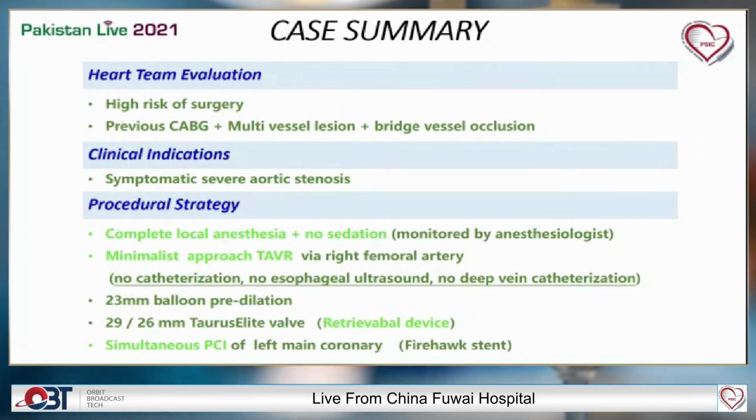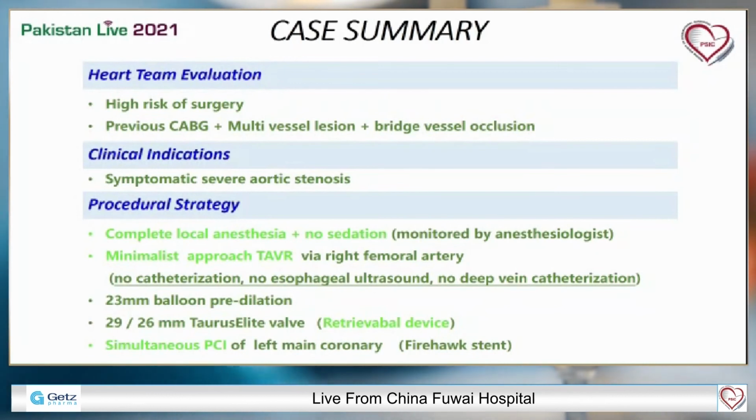Fuwai and Zhongshan Hospital were the first hospitals to start TAVR. We started the TAVR technique 8 years ago, and up to now in China, more than 400 hospitals have already started TAVR treatment, and more than 20 or 30 hospitals start every year. The total volume of TAVR procedures is 50 cases.